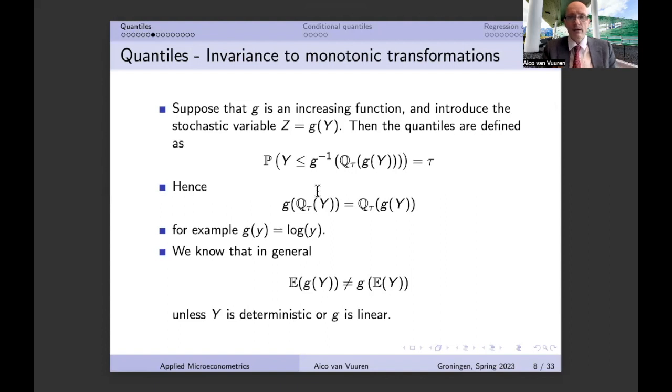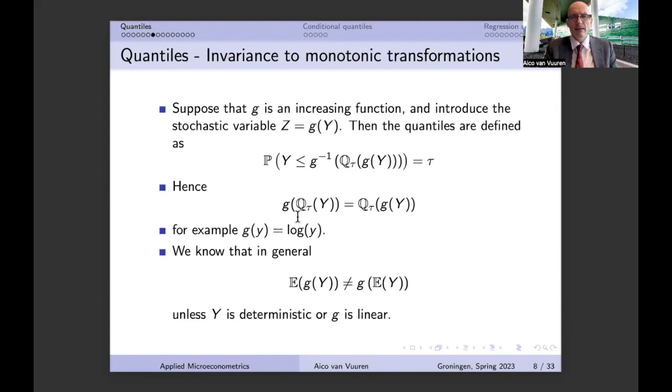Maybe better to say this means that a quantile of a function is equal to the function evaluated in the quantile. It means, for example, that suppose that we would like to look at the median log income. Suppose that we only know the median of the income itself. Well, then it's not that difficult to get the median of the log income, because then we just take the logarithm of the median income and we get the median log income.